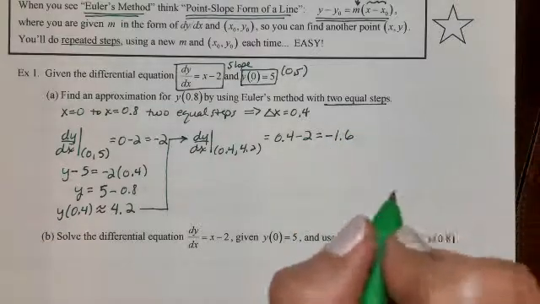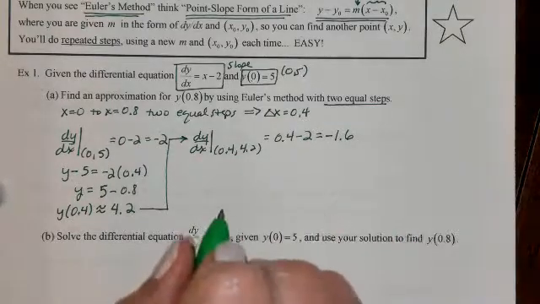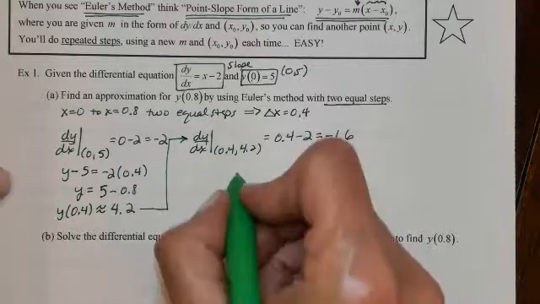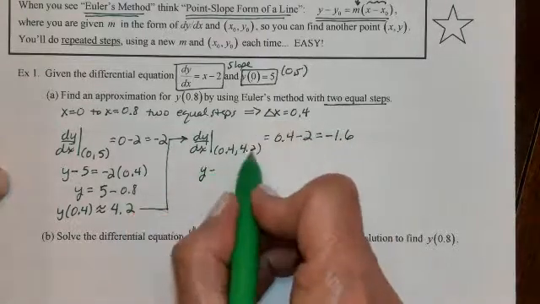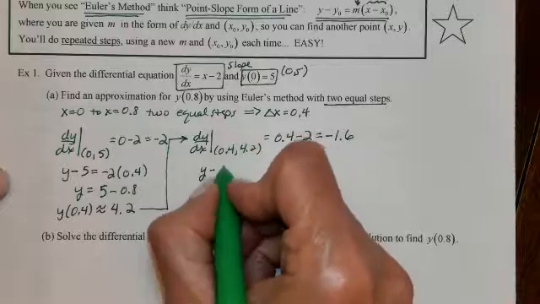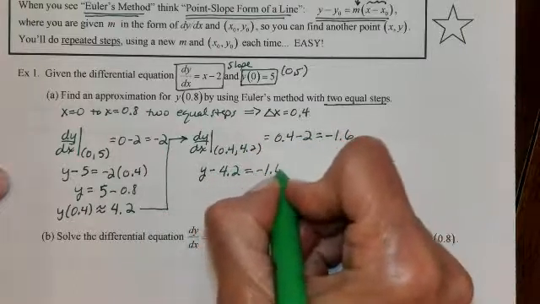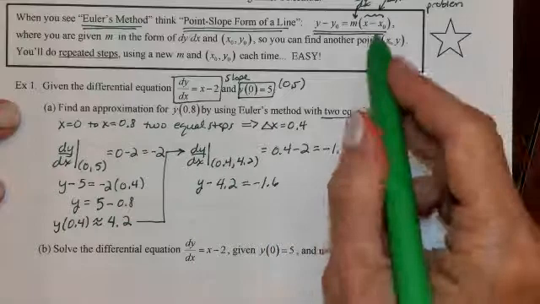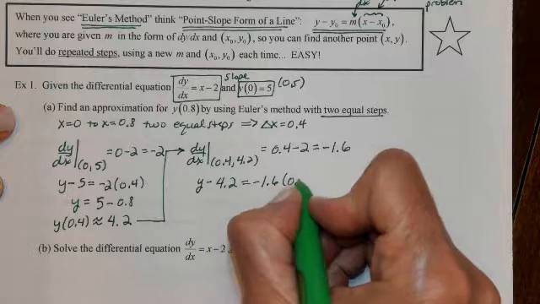Okay. Usually we do not have a calculator for Euler's method problems. Okay. So now, equation of a line. Y minus the y value is equal to our slope times x minus the x value, but remember that's always delta x in the problem, so 0.4.